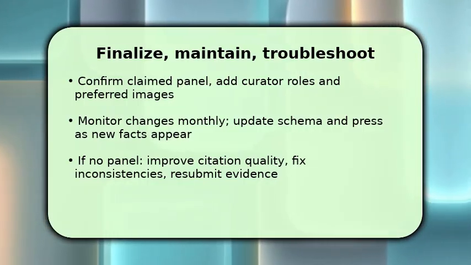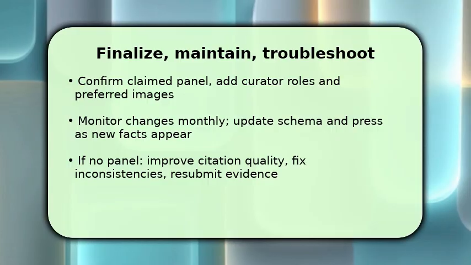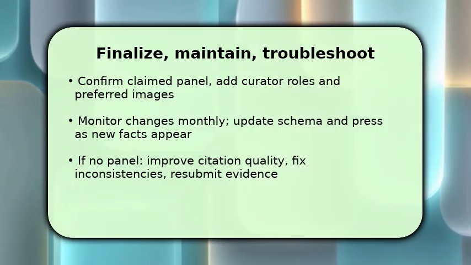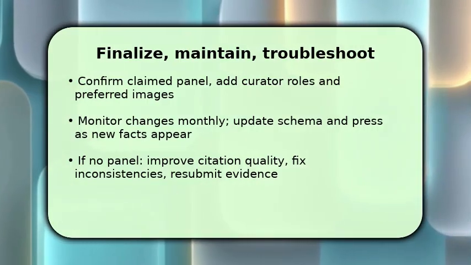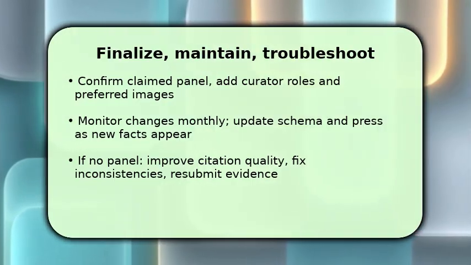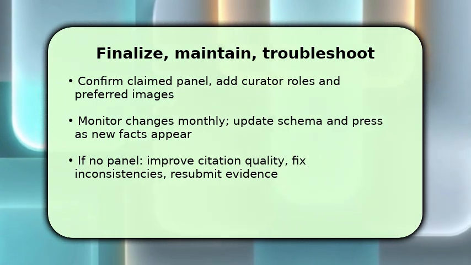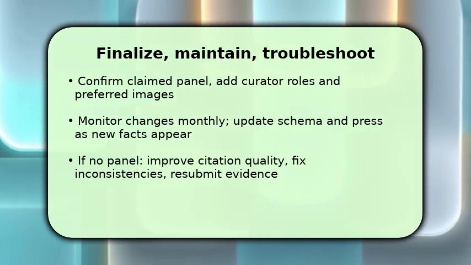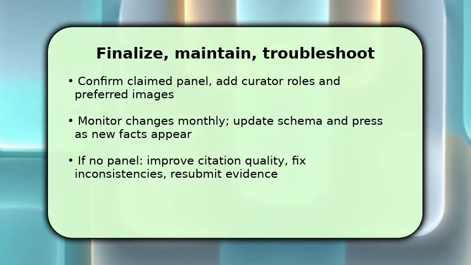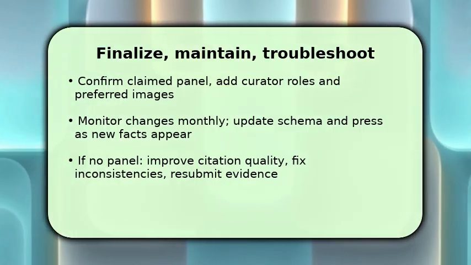Make maintenance routine. Check for incorrect changes, refresh structured data, and publish new authoritative coverage when details shift. If you haven't received a panel after several months, troubleshoot. Audit your citations for quality, eliminate conflicting name variants, and ensure your official pages use clean schema. Then resubmit through Google's feedback or suggestion flow. Persistence plus stronger sources usually resolves issues.